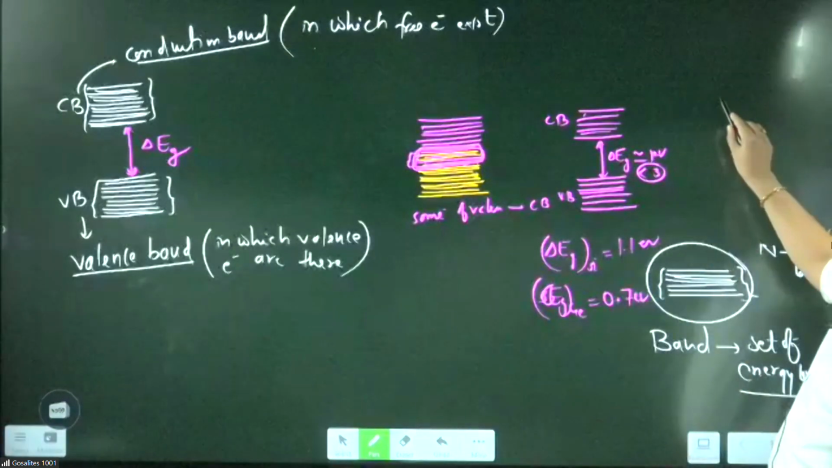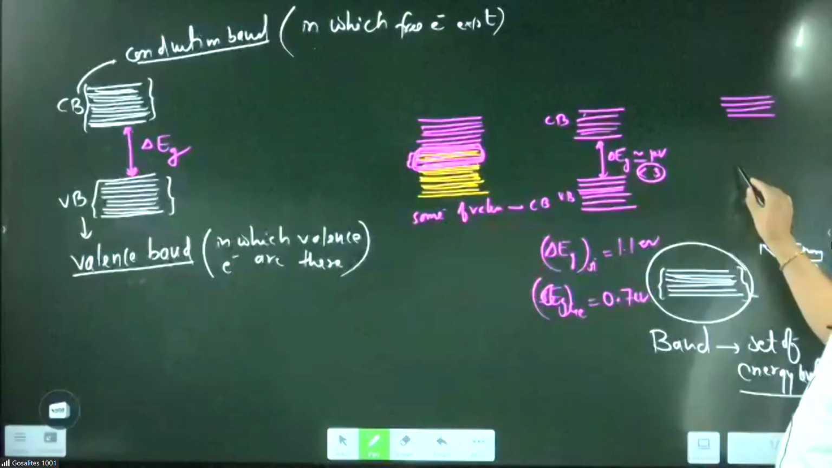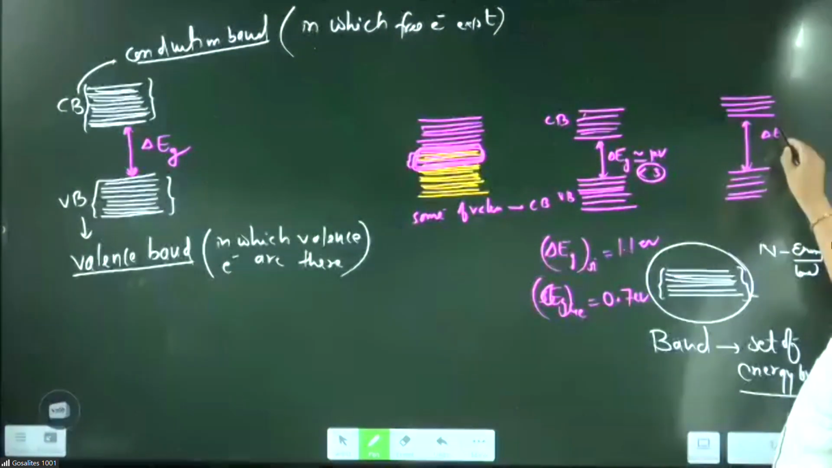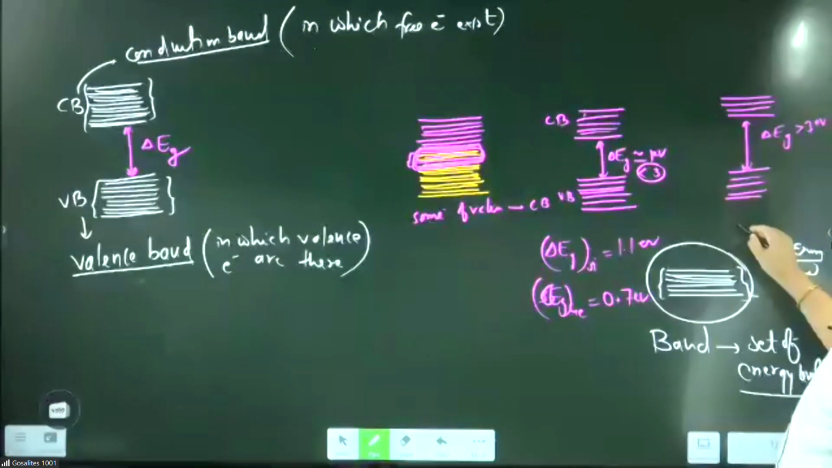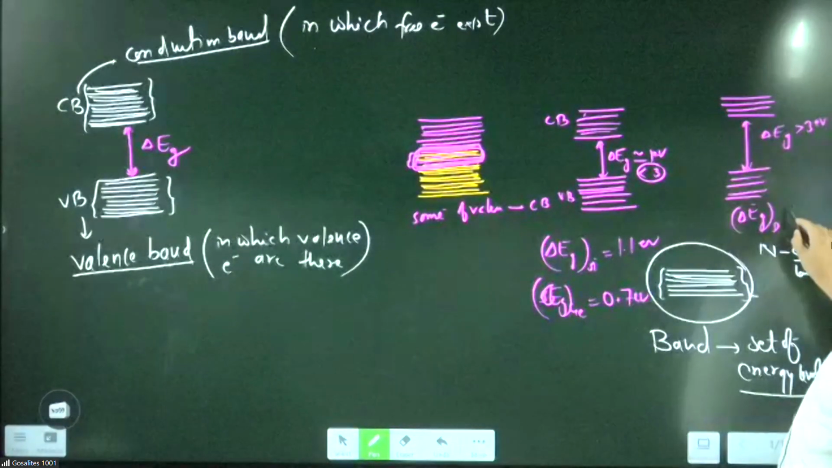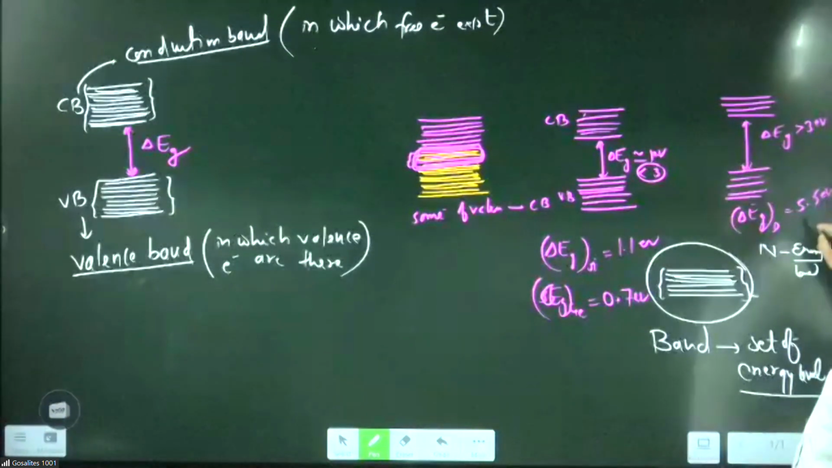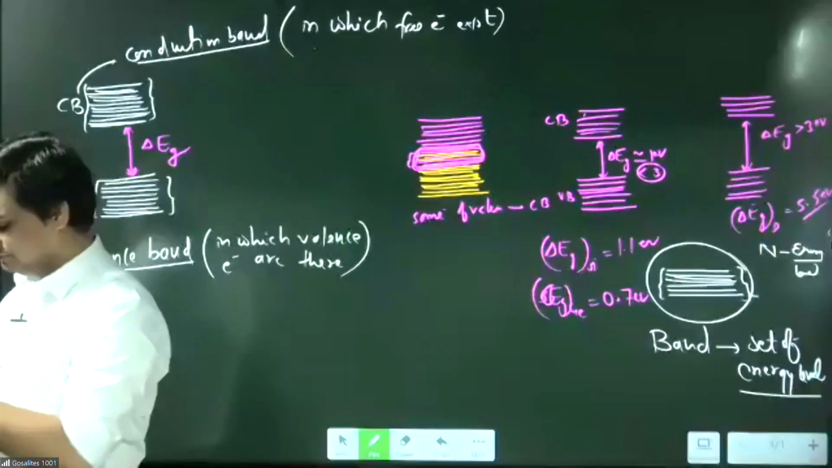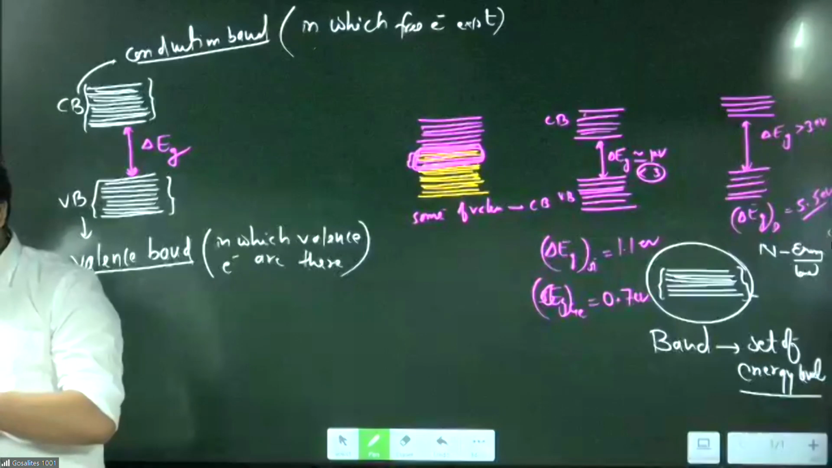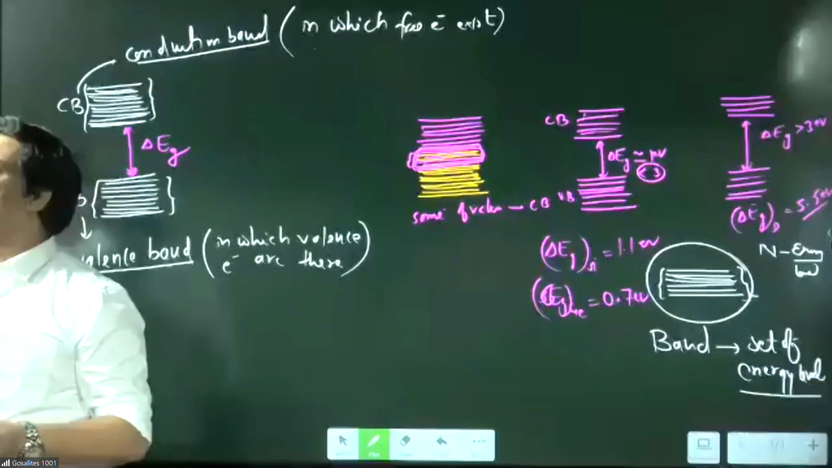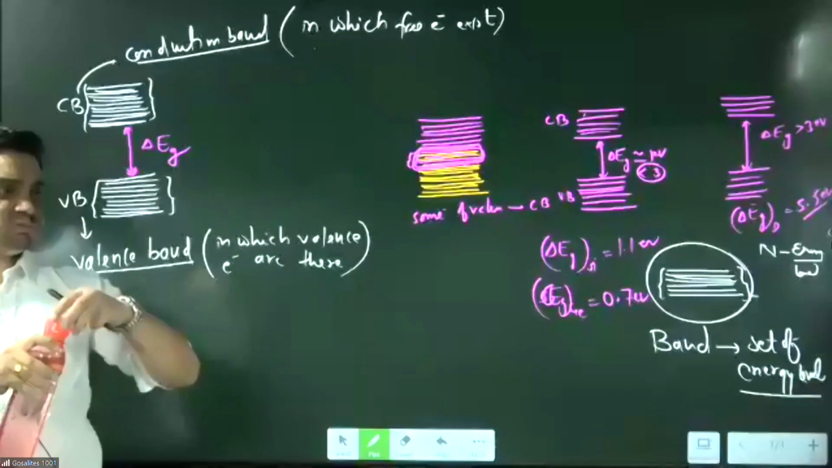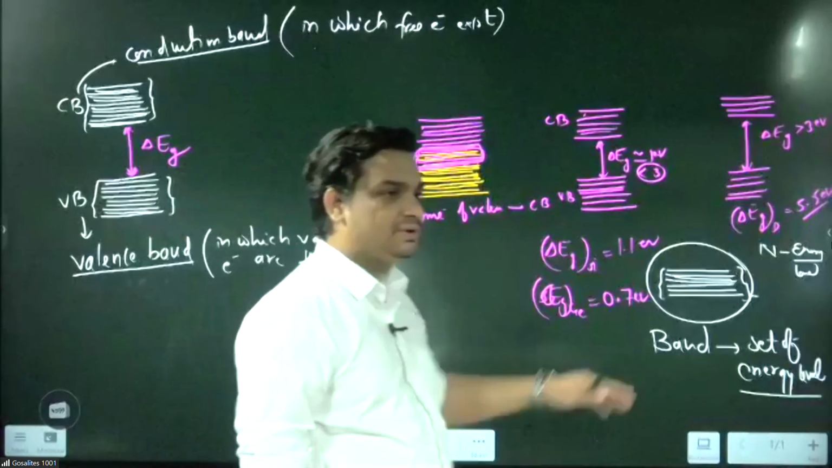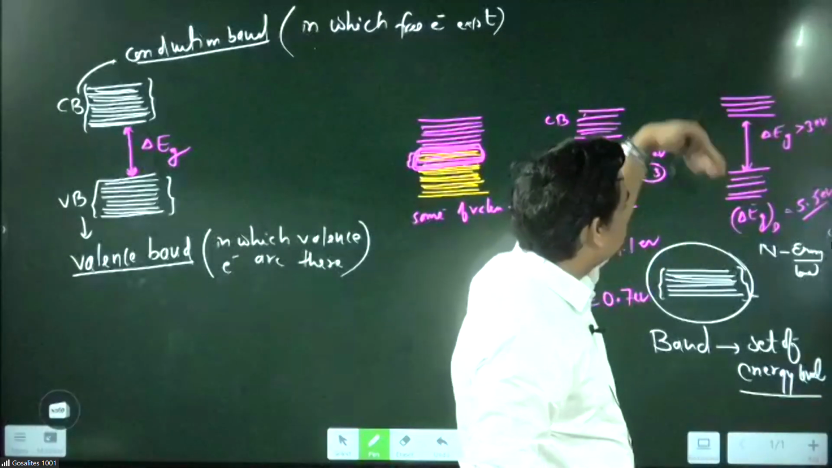The next thing becomes your insulator. In an insulator, this gap is huge, more than 3 electron volt. For diamond this gap is around 5.5 electron volt. Now you know that if the gap is huge, very high energy is required to transfer electrons from the valence band to the conduction band.